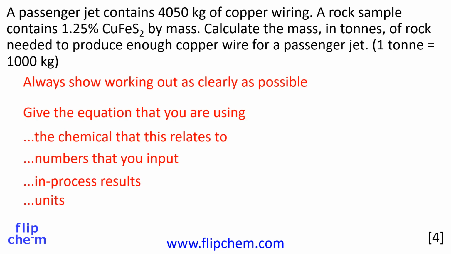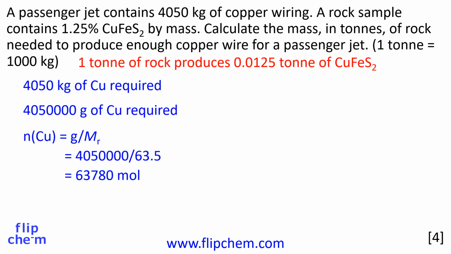Always show your working out as clearly as possible. Give the equation that you are using, the chemical that this relates to, numbers that you input, in-process results, and units. Convert the mass of copper required in kilograms to grams. Work out the amount of copper required in moles using mass over molar mass. The number of moles of copper is equal to 63780 moles.